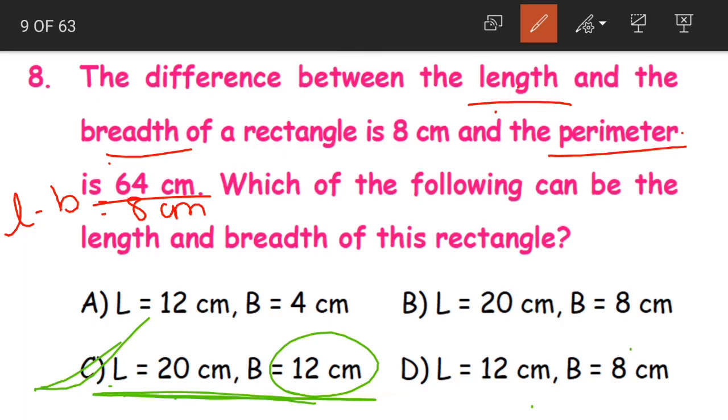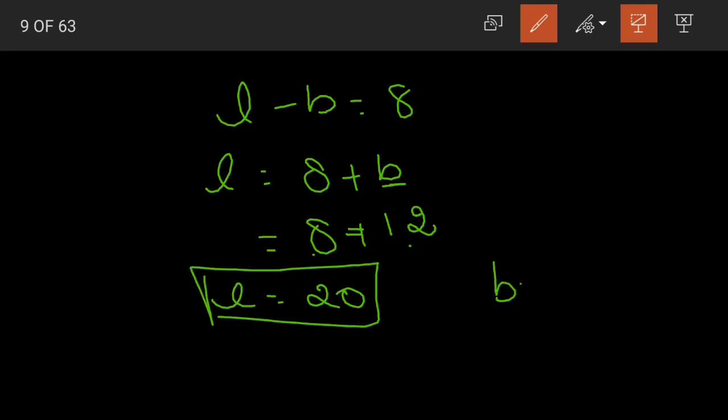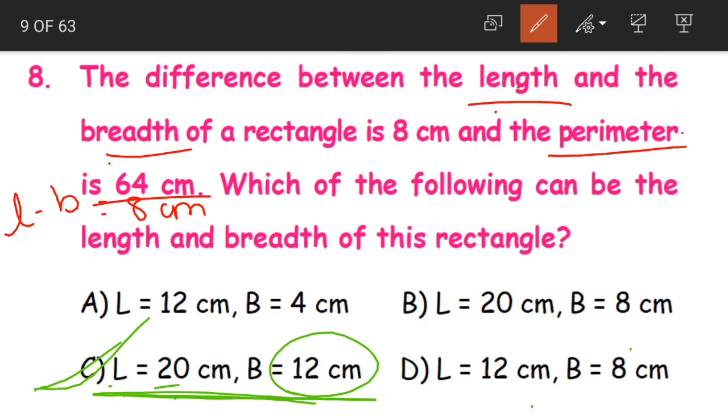Now again, if you want to find out the length also, L minus B is equal to 8. Yes or no? Yes. Now what did we find out from this? Length is equal to 8 plus breadth. 8 plus what is breadth? Now what did we get? We got 12. So 8 plus 12 is equal to 20. Length is equal to 20. Breadth is equal to 12. This is our final answer. That is option C. Is this clear, children?